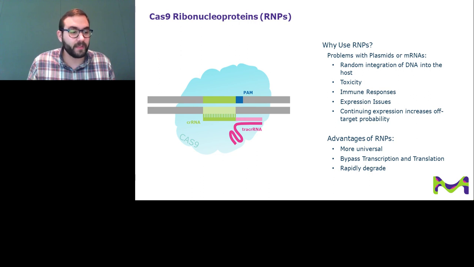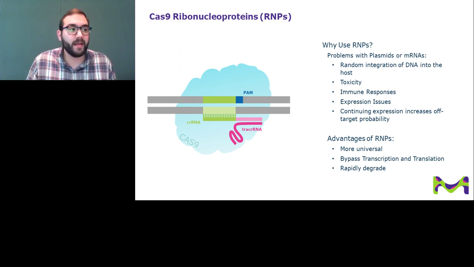They also rapidly degrade. The continual expression issues of the other methods aren't something one has to worry about when working with RNPs. They don't stick around long enough to find much more than the exact sequence before they are degraded by the cell. These are rapidly becoming the new standard method of delivery, especially in primary cell types.